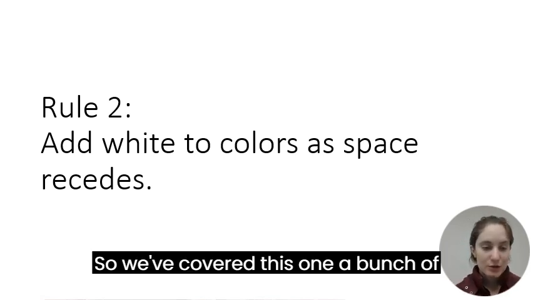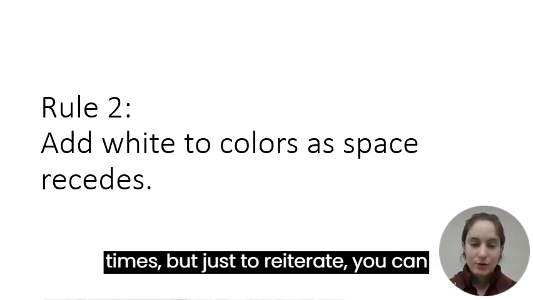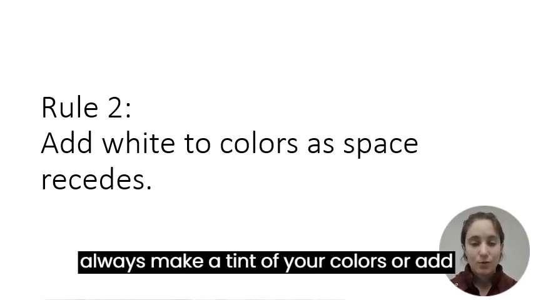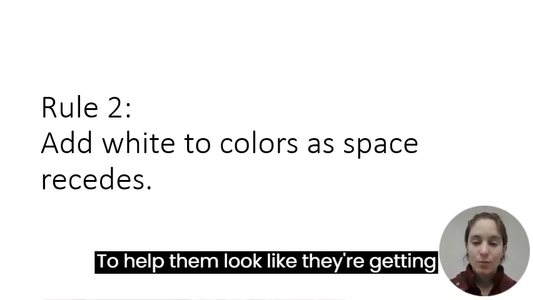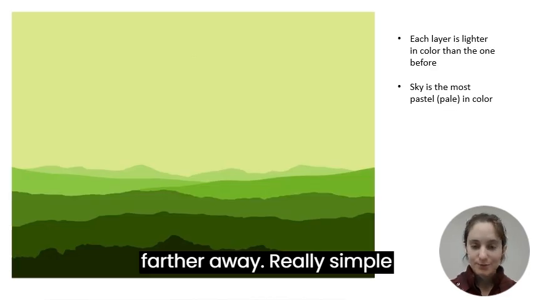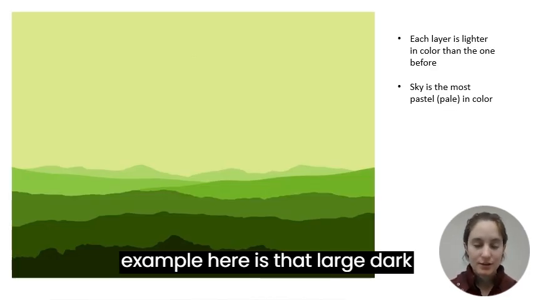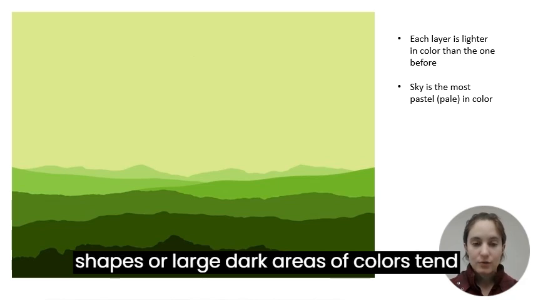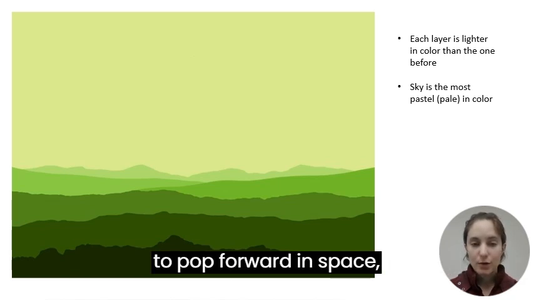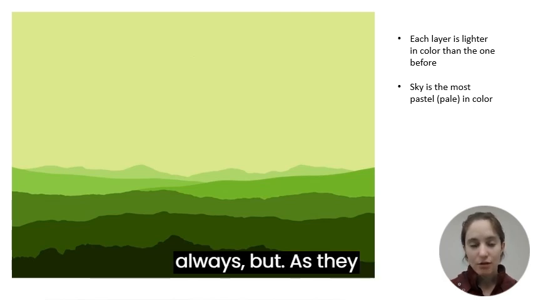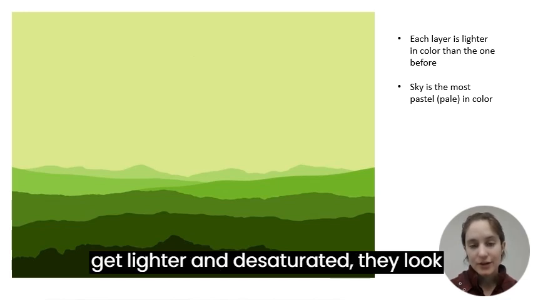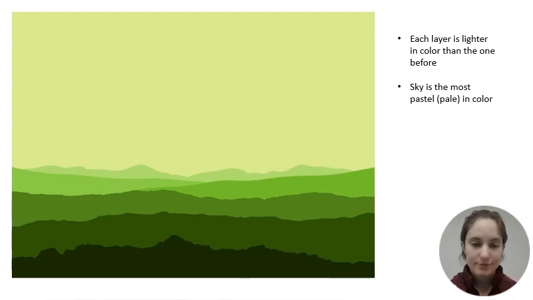So we've covered this one a bunch of times, but just to reiterate, you can always make a tint of your colors, or add white to them, which is making a tint, to help them look like they're getting farther away. A really simple example here is that large dark shapes or large dark areas of colors tend to pop forward in space, whereas the colors get lighter. They also tend to get more saturated, not always, but as they get lighter and desaturated, they look farther away in space.